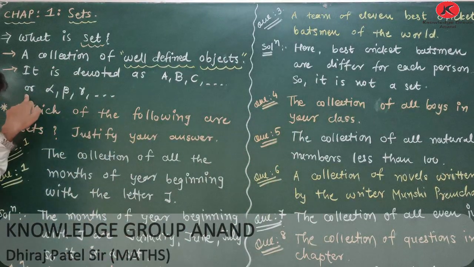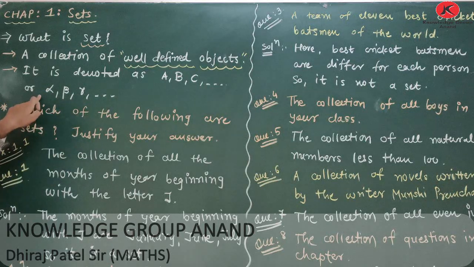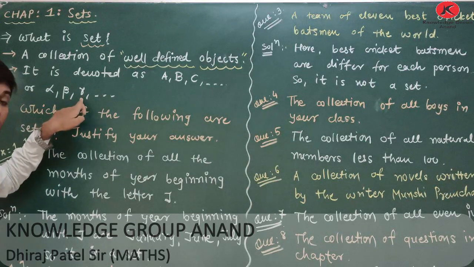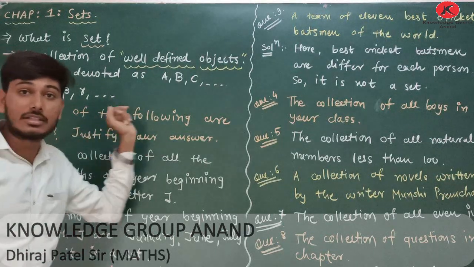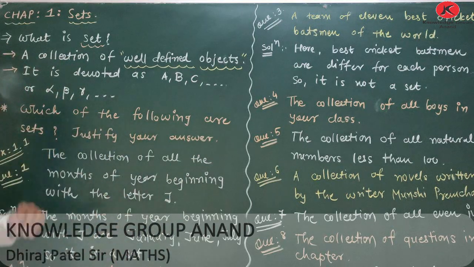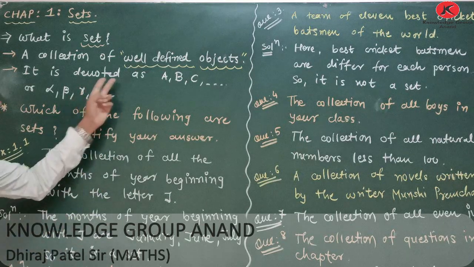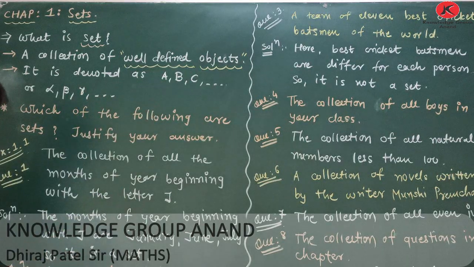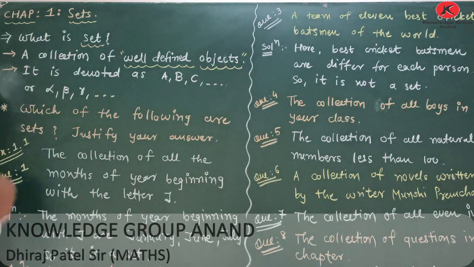Or you can represent a set by some special characters like alpha, beta, gamma, phi. There are different special characters, and you can use these characters for denotation of a set. Okay. Now question number 1, which of the following are sets, and justify your answer.